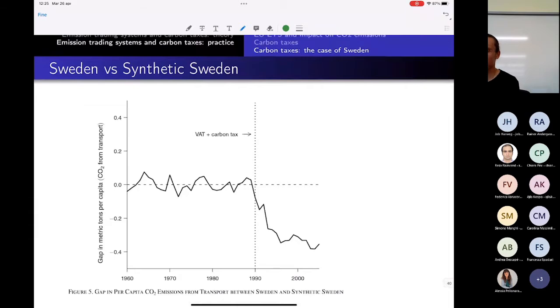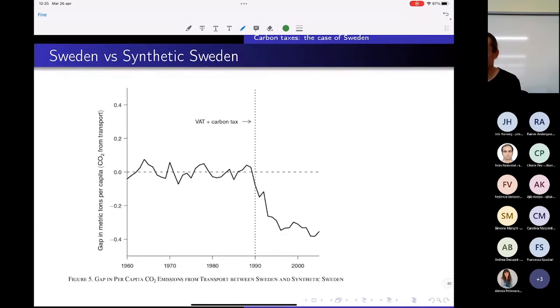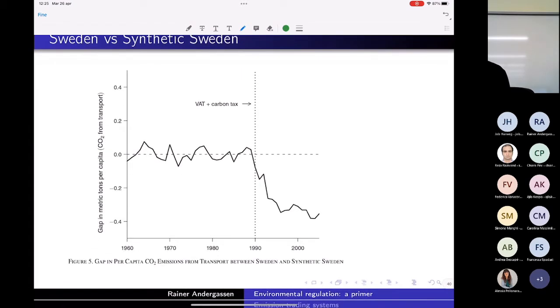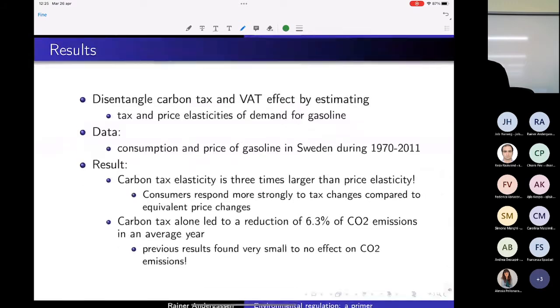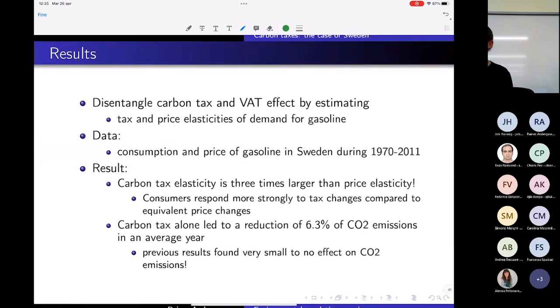Okay, here again, you see Sweden versus synthetic Sweden. Here you see the gap. Okay, this is the gap. So again, this is the first part, and remember, the first part is by construction like this. You want the gap to be as small as possible, and then, starting with the treatment, the gap opens, and this is because of the treatment. Now, this is the first result.